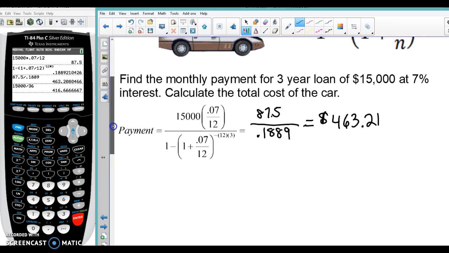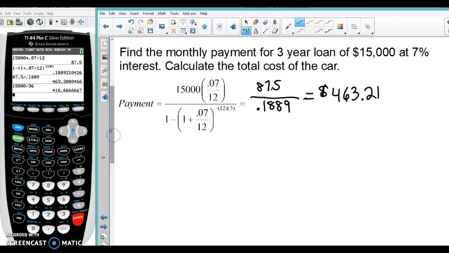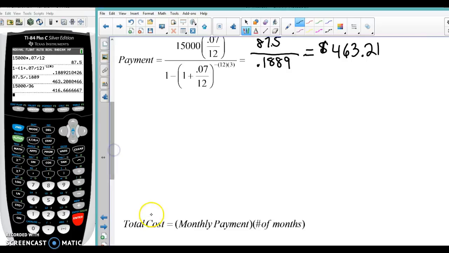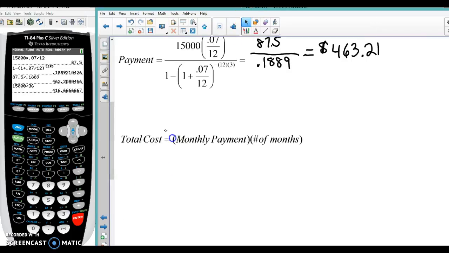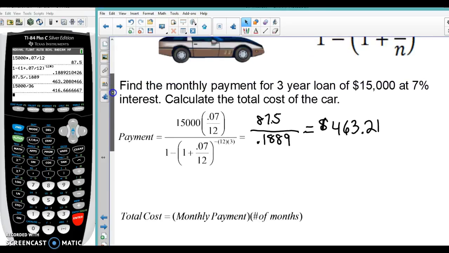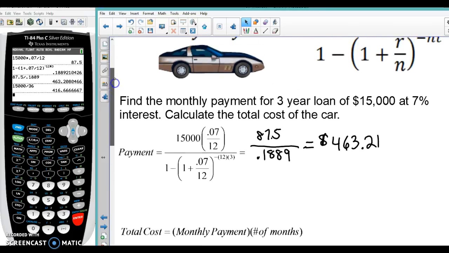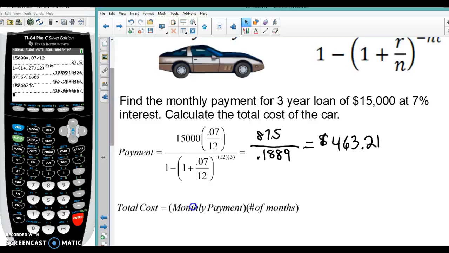Now, the second piece of this is, as I have calculated how much I'm going to be paying monthly, I'm interested also in how much I'm going to be paying total. So you know that when you have a loan with interest, you're not going to be paying just that $15,000 back. I'm going to be paying back $15,000 plus interest.